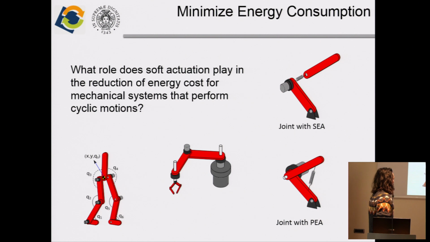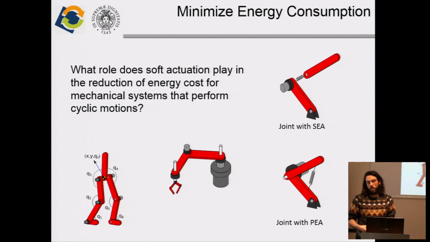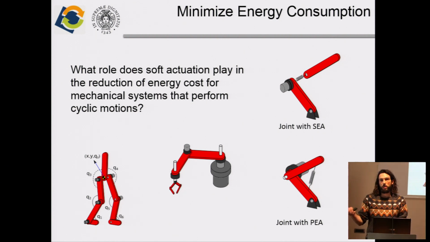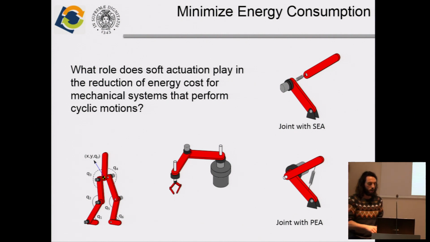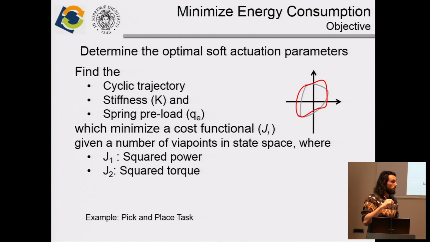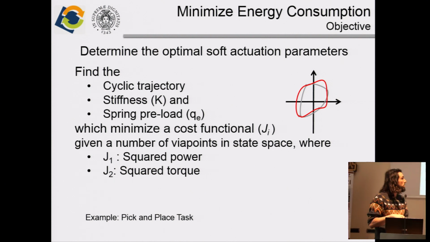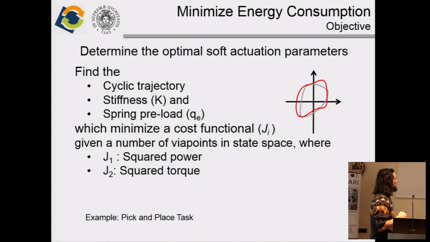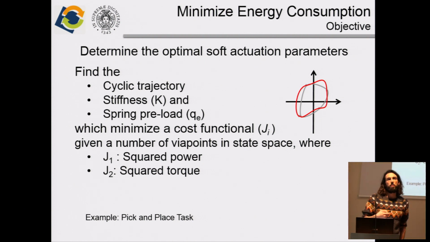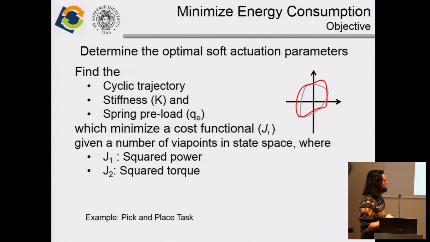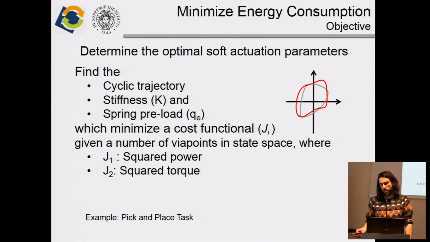So another problem is: what is the role, what is the importance of having soft robots, of having soft elements, if we want to minimize the energy consumption? So the idea is to optimize the following actuation parameters: the stiffness for the series elastic case, and the stiffness and the preload of the springs in the parallel elastic actuation case, that minimize the squared power or the squared torque cost index. You can think, as an example, of a pick and place task.